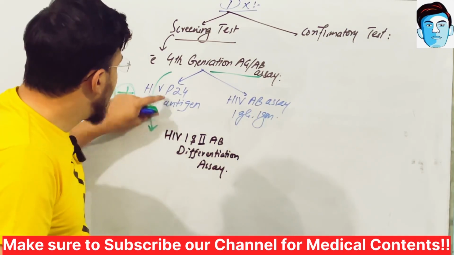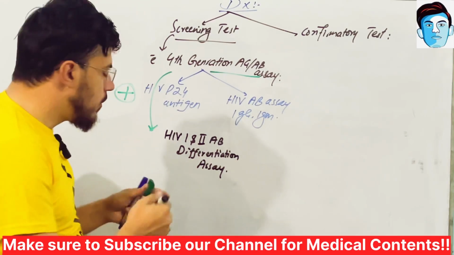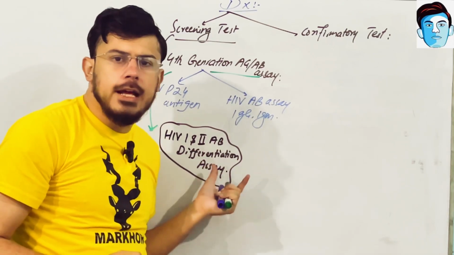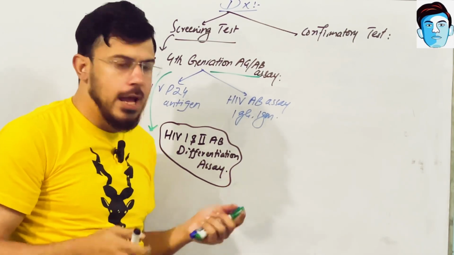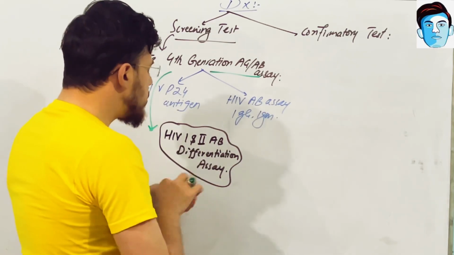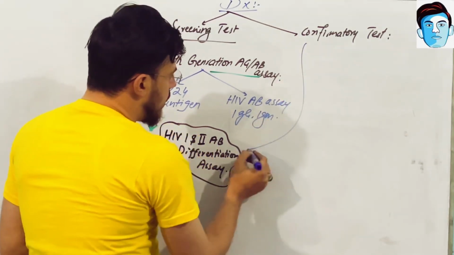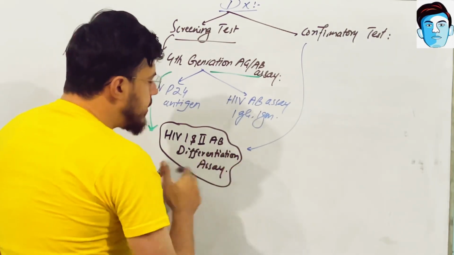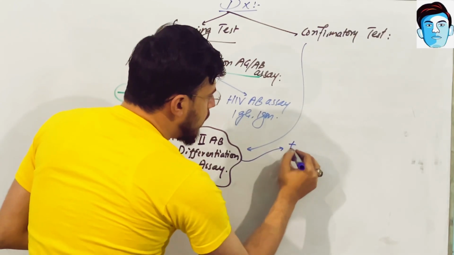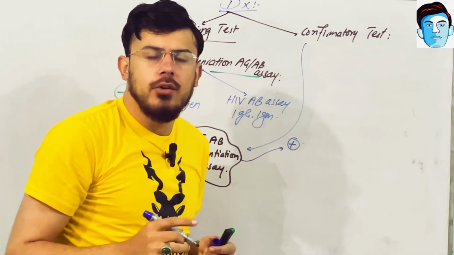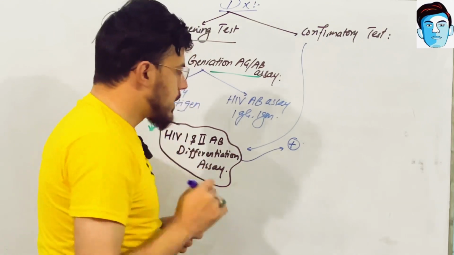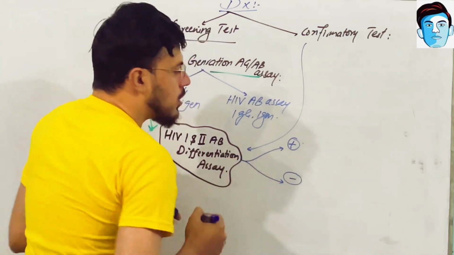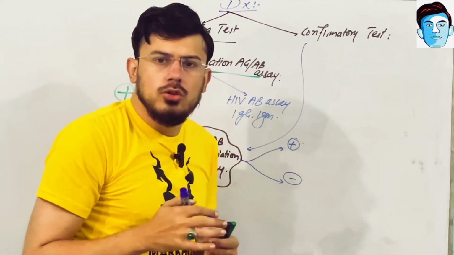So if these tests become positive, we have to do the HIV 1 and 2 antibody assay. Basically, this test detects the types of virus, and it is considered the most confirmatory test for HIV. If this HIV 1 and 2 antibody differentiation assay becomes positive, it means that HIV is positive and the patient is a diseased person. If the test is negative, it means the patient has no HIV.